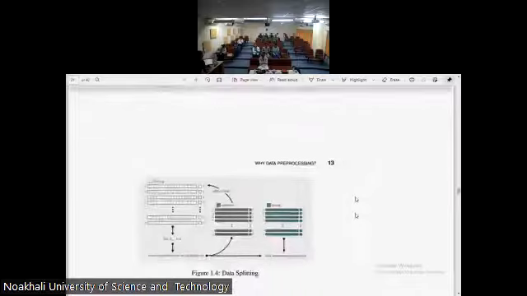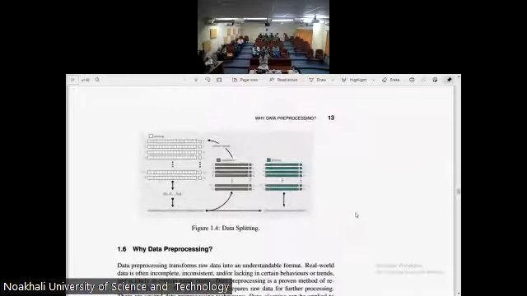So this is data preparation. We have time limits, so I skip a few things very quickly. This is one thing I would like to really talk about: data splitting. That's really important in deep learning.